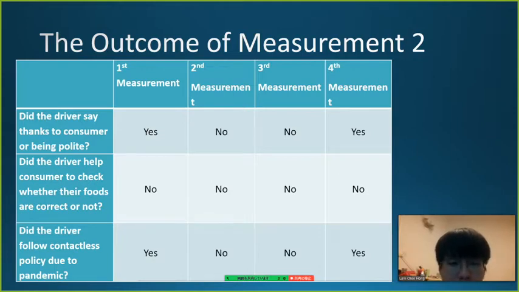The driver at the last measurement was polite to me. He said thanks to me after he put the food beside the pillar lamp. So he did follow the contactless policy, but he didn't help me to check the food. The reason why none of them helped me to check the food is because, in my opinion, the driver had checked with the restaurant before they delivered, and the food had a seal on the packaging because the restaurant was McDonald's. Therefore, there's no need to help me to check the food. That's all for my part.